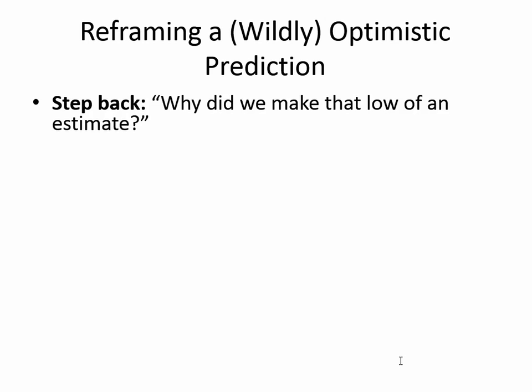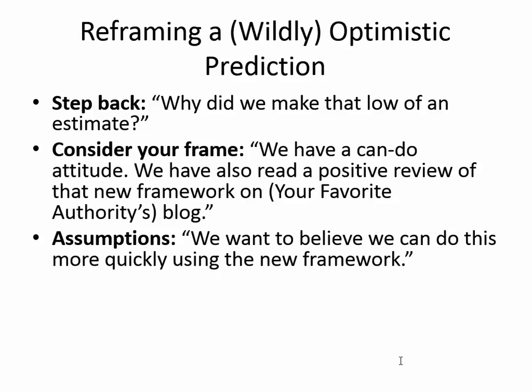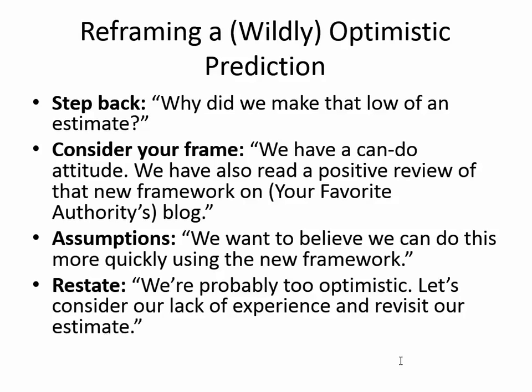So reframing a wildly optimistic prediction. Why did we make that low of an estimate? Right, okay, we sucked big time in our retrospective. We didn't hit anything. Well, okay, we have a can-do attitude. We also read a positive review of that new framework or your favorite authority's blog. Microservices, Martin Fowler thinks they're cool, whatever. Sam Newman was here, he's all excited about it. All right, we want to believe we can do this more quickly using that. Everyone wants to go faster. So, well, we're probably too optimistic. Let's consider our lack of experience and revisit our estimates.